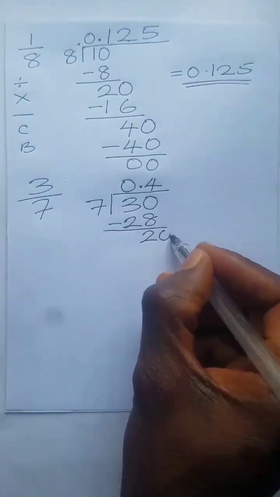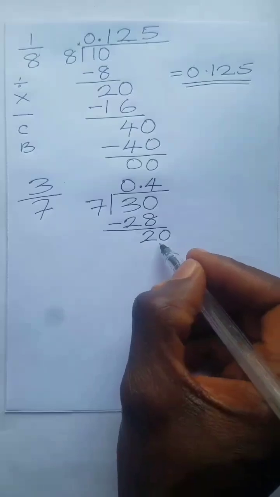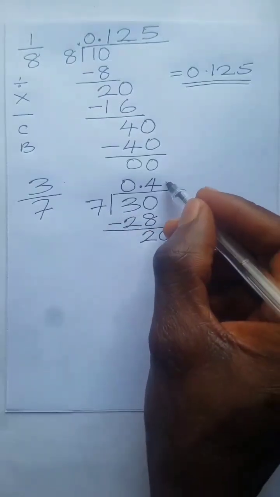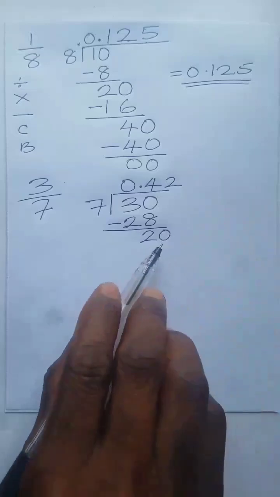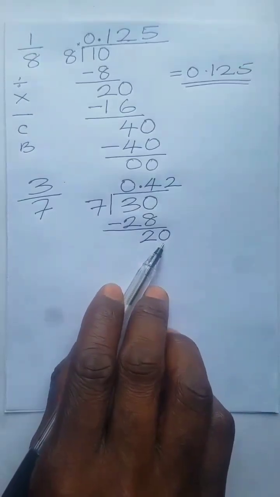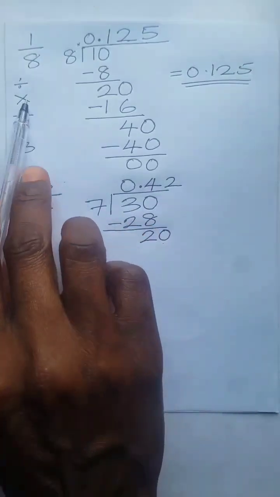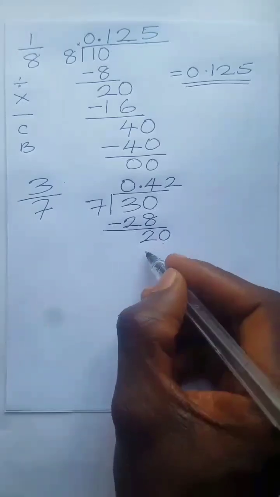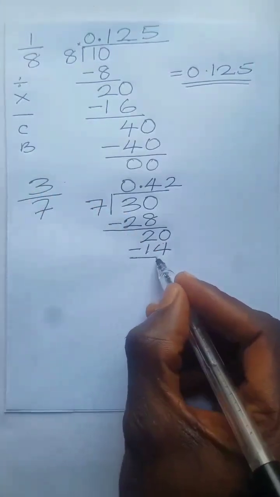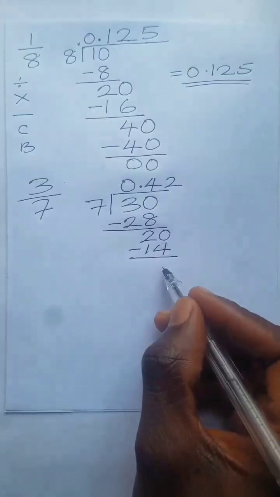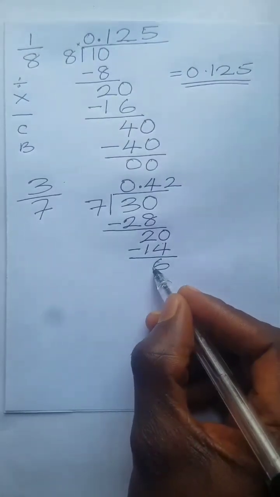Bring down 0. We add a 0 there. 20 divided by 7 is 2, just 2. The next one would have been 3, 21, but this is not up to 21. Now 2 times 7, we're in the second step, is 14. We are here, subtraction. We subtract 20 minus 14 is 6.